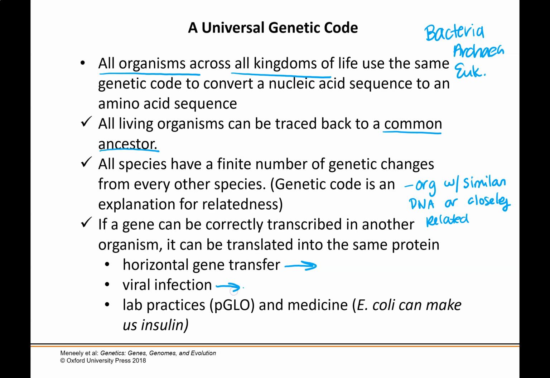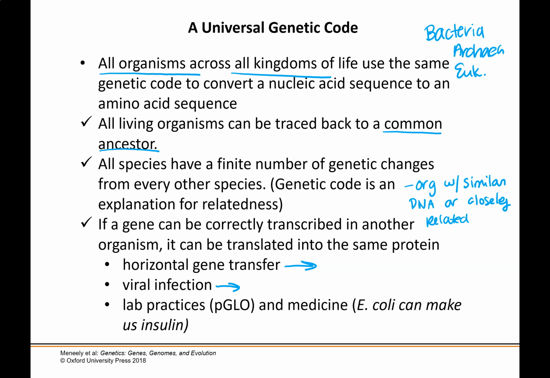This is also important for viral infection. Viruses commandeer the machinery in living cells to produce their own proteins and RNA in order to replicate as part of their life cycle. So their entire life cycle depends on this universal genetic code that no matter what cell they infect, they can commandeer that cell and use its machinery for their own purposes.